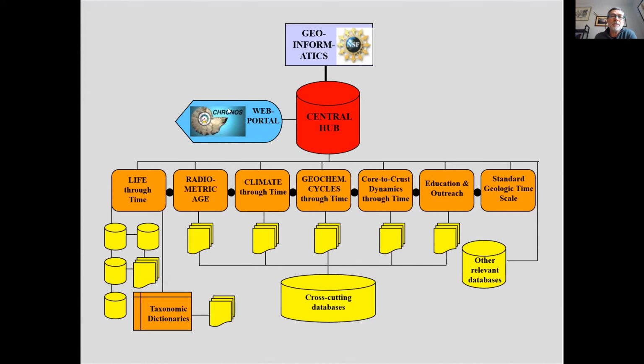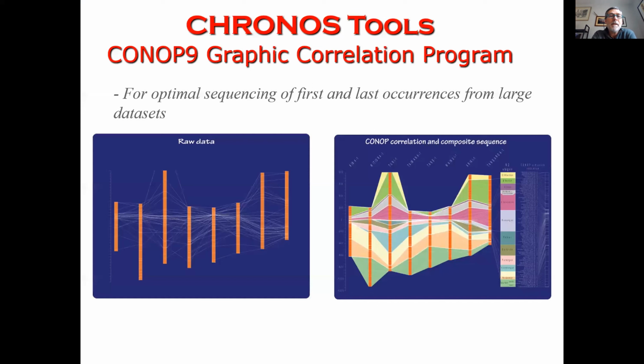And the schema is shown here with Chronos shown as the central portal feeding time for all these other databases. And so that was the goal. And you can see all the different databases that were going to be linked through this, through the Geoinformatics Initiative.